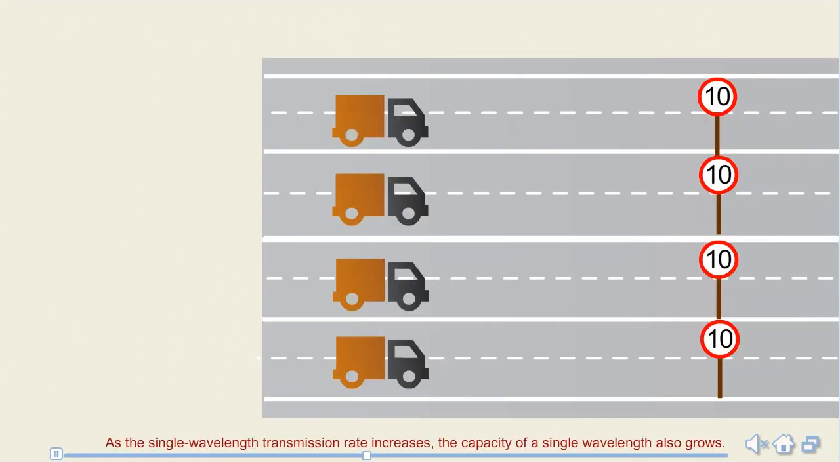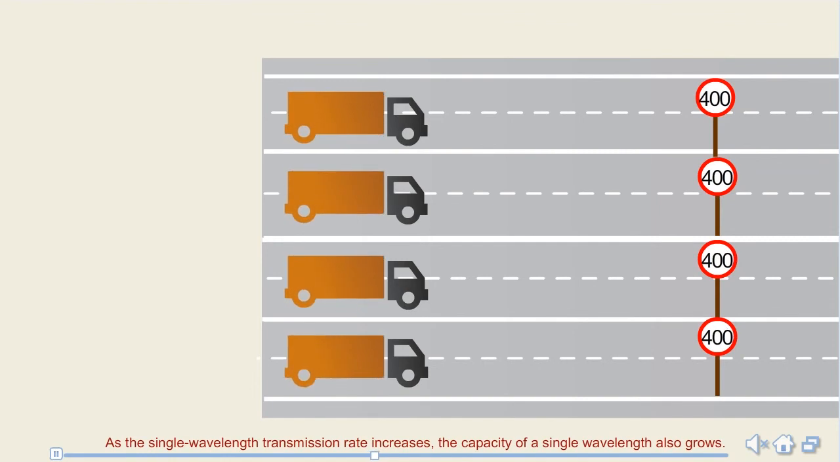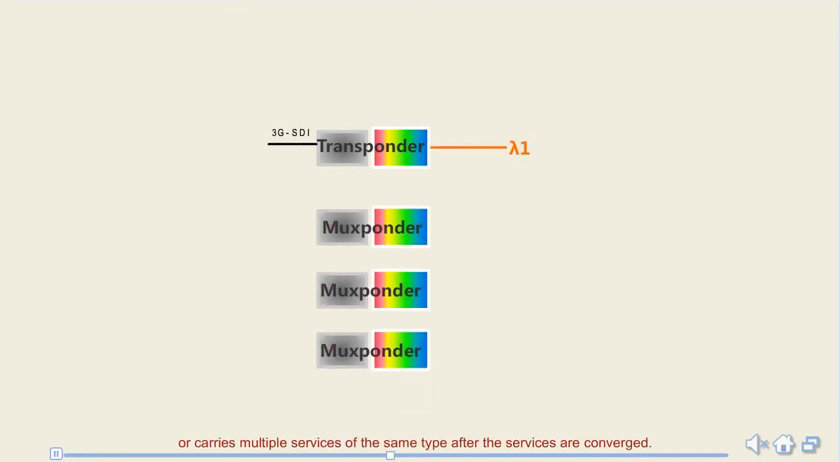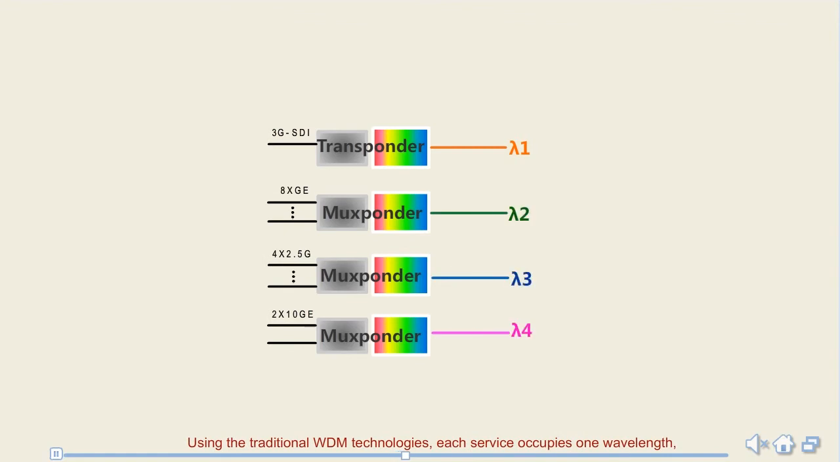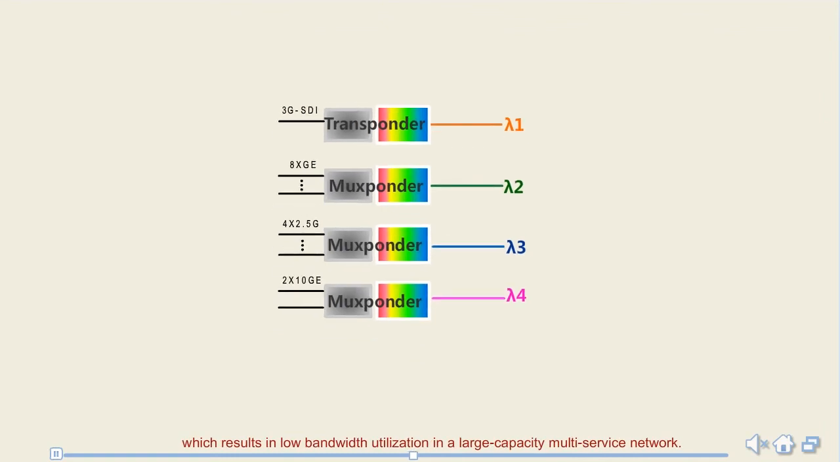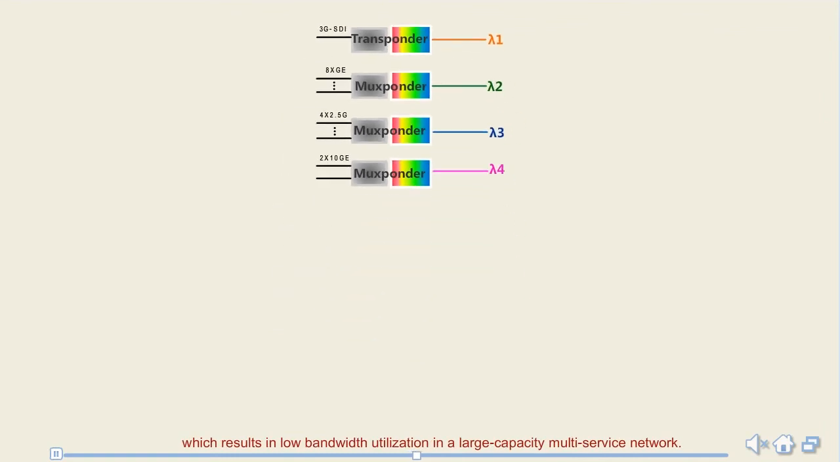As the single wavelength transmission rate increases, the capacity of single wavelength also grows. In a traditional WDM system, one wavelength carries only one service, or carries multiple services of the same type after the services are converged. Using the traditional WDM technologies, each service occupies one wavelength, which results in low bandwidth utilization in a large capacity multi-service network.